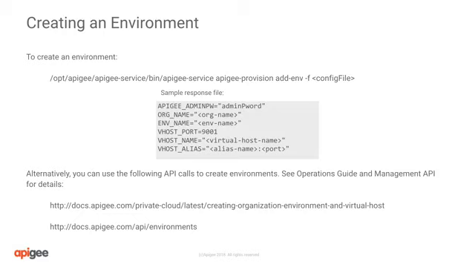You can see in the sample file that we provide the Apigee sysadmin password, the name of the organization the environment should be associated with, the name for the new environment, the port, the name of the virtual host to be created. Remember that the combination of virtual host name and port should be unique, and finally a virtual host alias or list of aliases the virtual host should serve traffic for.